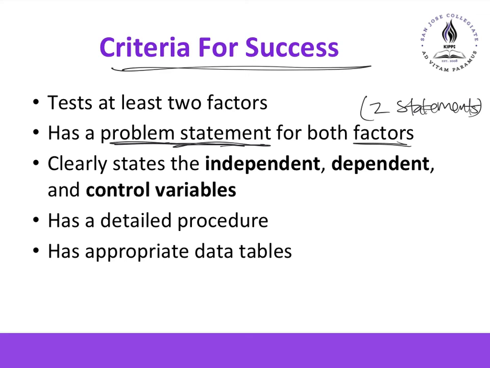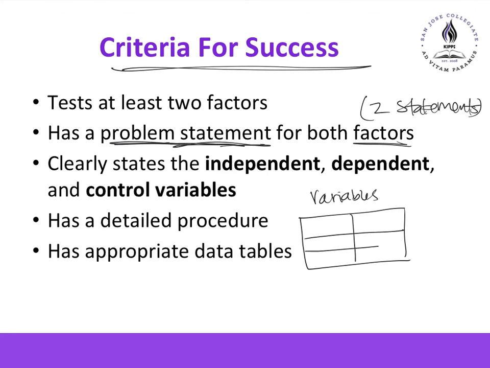So what I might have is a section where you have variables, and you have a table. And let's say for the first one you'd say, oh, my independent for this one is temperature. My dependent is time. And my control is, well, everything else I didn't change. And you want to do that for factor 1, and also the same thing for factor 2.